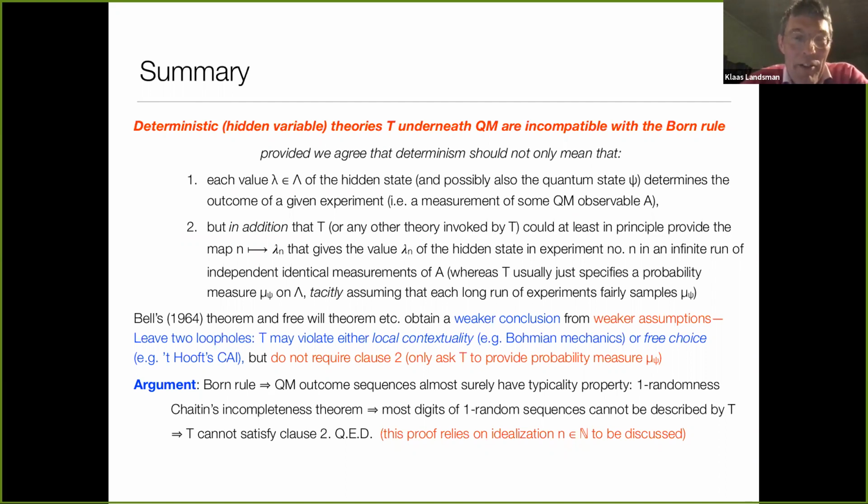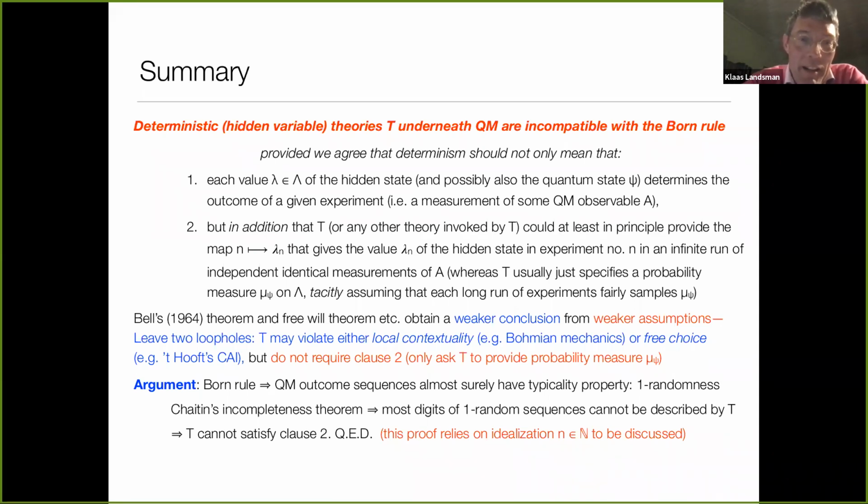My claim is that deterministic theories underneath quantum mechanics, typically called hidden variable theories, though the word hidden variable makes it too narrow, are incompatible with the Born rule, provided we agree that determinism actually has two sides. The first side is totally uncontroversial and respected by all hidden variable theories I'm aware of, namely that each value of the hidden variable, which I call lambda, and in some cases also the quantum state, determines the outcome of any given experiment, which in this case will be a measurement of some quantum mechanical observable.